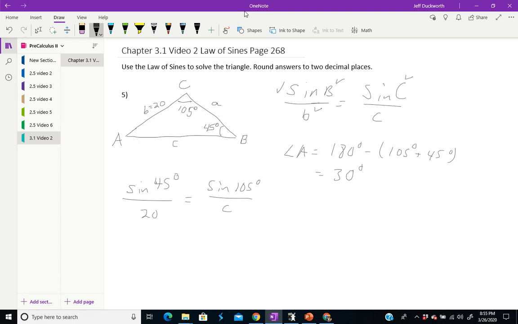All right, so we want to solve for c. So c is going to equal, what do we have? 20 times sine of 105 degrees all over the sine of 45 degrees, which we know to be root 2 over 2. All right, and that doesn't look real good.